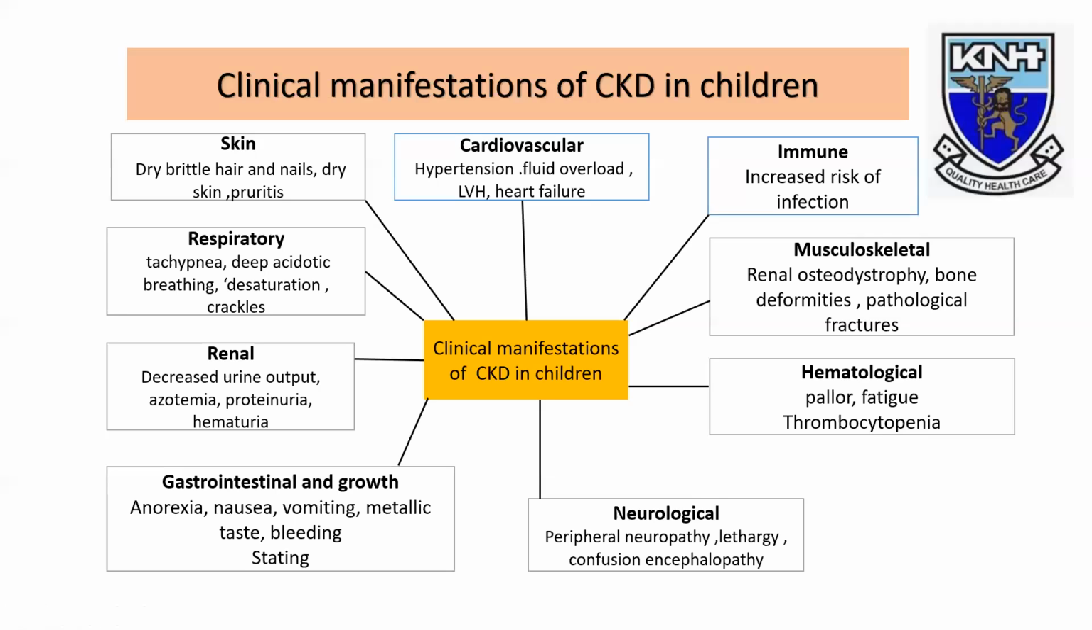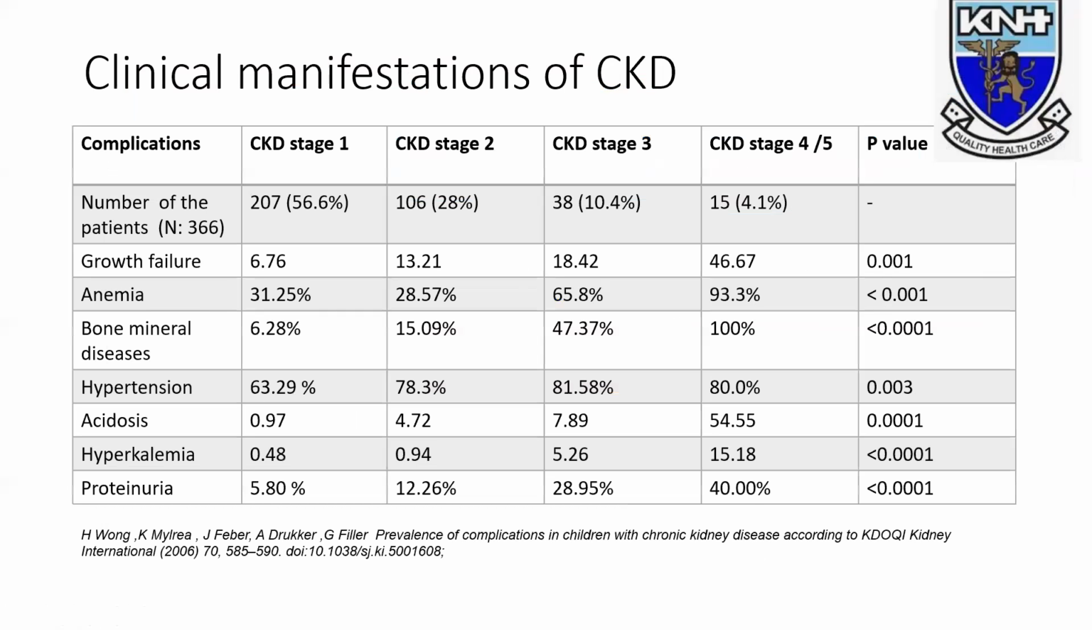In terms of the neurological, it depends on the severity and the stage. In the latest stage, the children will have at least peripheral neuropathy and lethargy. Some of them can present with confusion. Others can present with encephalopathy, either secondary to uremic encephalopathy, or secondary to electrolyte imbalance, for example hypocalcemia or hypernatremia, or secondary to severe hypertension.